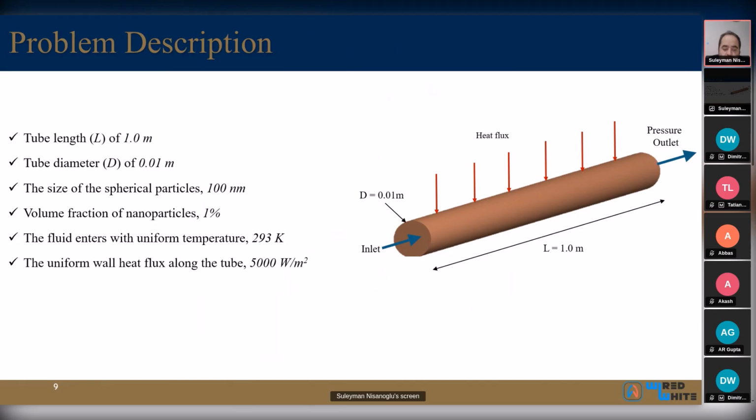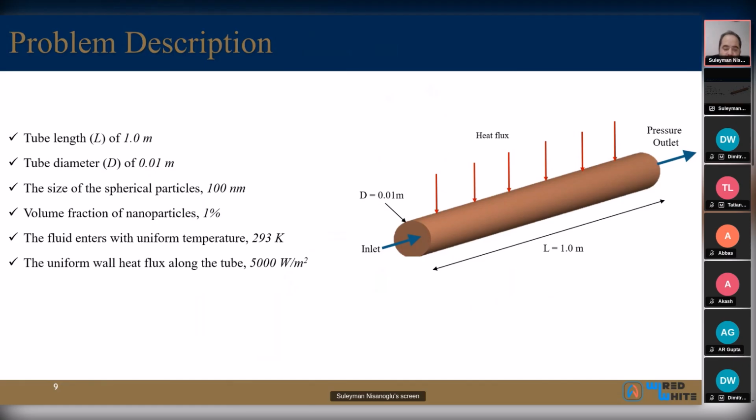The working fluid is a nanofluid containing perfectly spherical 100 nanometer metallic particles. Maybe I can select 40 nanometers for the thermal properties of the particle. I rely on this article. The volume fraction of the nanoparticles inside the base water is set to 1%.